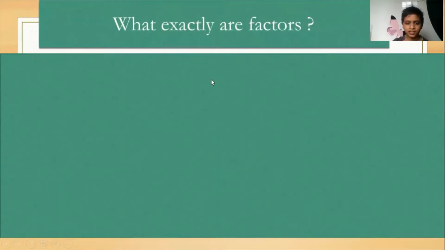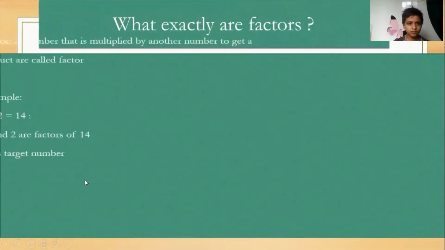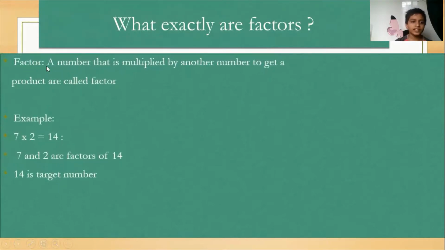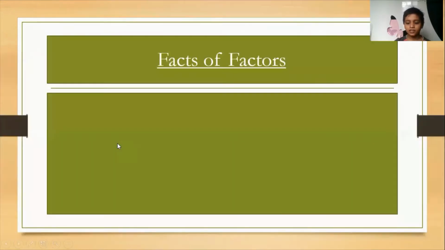What exactly are factors? Factor: a number that is multiplied by another number to get a product is called a factor. Example: 7 twos are 14. 7 and 2 are factors of 14. 14 is the target number. One more example: 6 threes are 18. 6 and 3 are factors of 18.